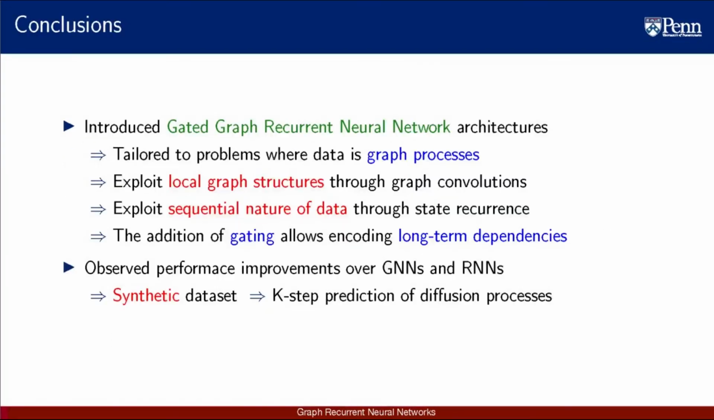To conclude, we have introduced gated graph recurrent neural networks. GRNNs are tailored to problems involving graph processes. They are able to exploit the local graph structures present in this type of data through local graph convolutions. They also exploit the sequential nature of data through the state recurrence. We followed by introducing time, node, and edge gating mechanisms, which allow GRNNs to accurately encode long-term dependencies and long-range dependencies on the graph. We have observed performance improvements of GRNNs over GNNs and RNNs in two experiments, a synthetic experiment of k-step prediction and a real-world experiment of flu cases estimation.